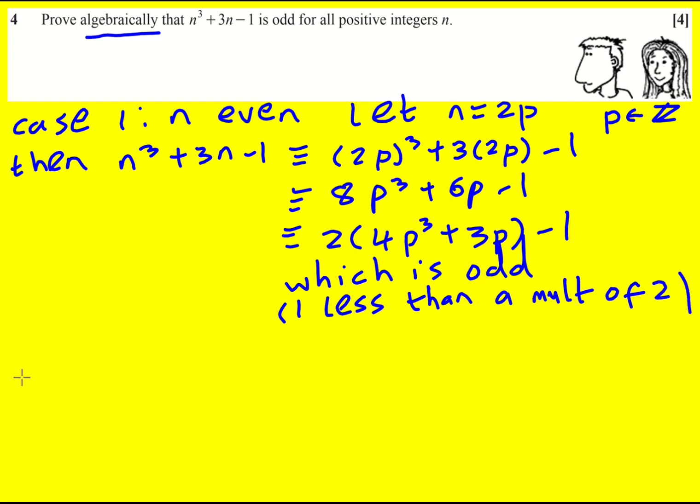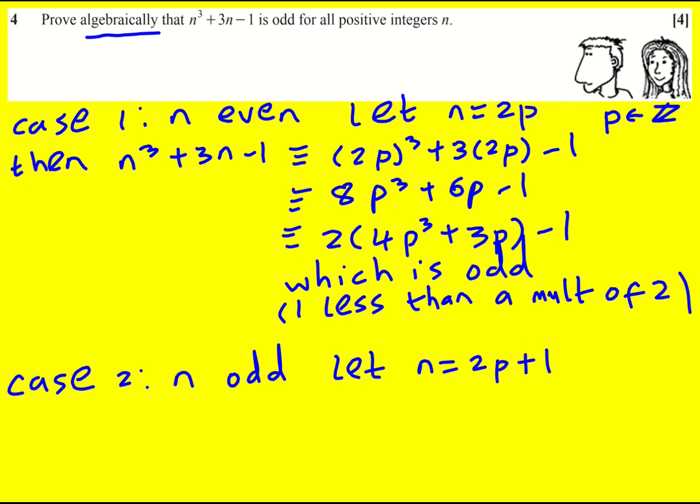All right, so we're actually halfway there. Case 2, n is odd. So now we're going to let n equal 2p plus 1 or minus 1 or plus 3, but plus 1 sounds good.